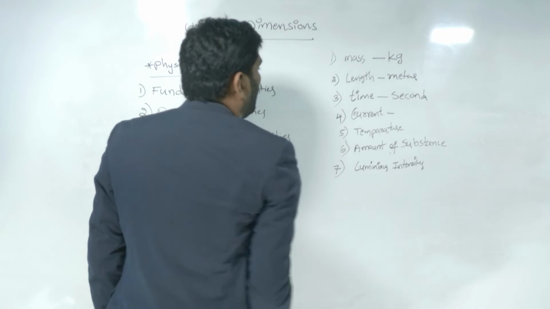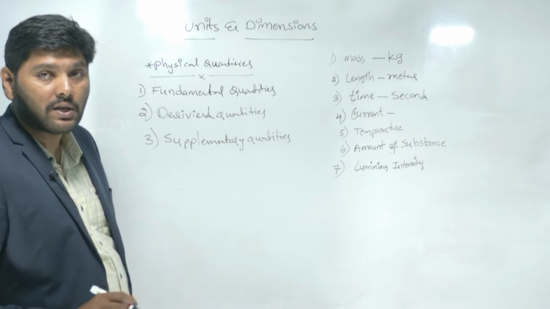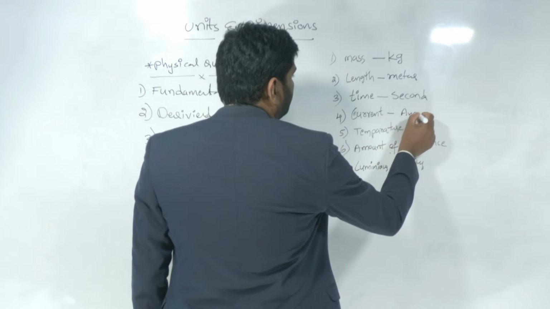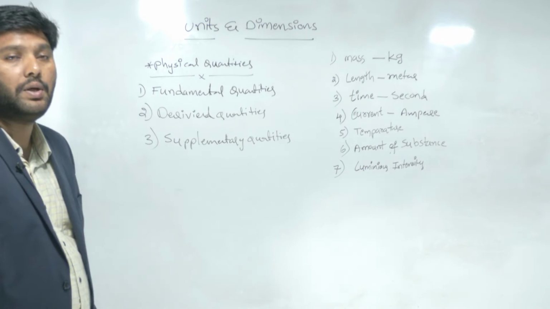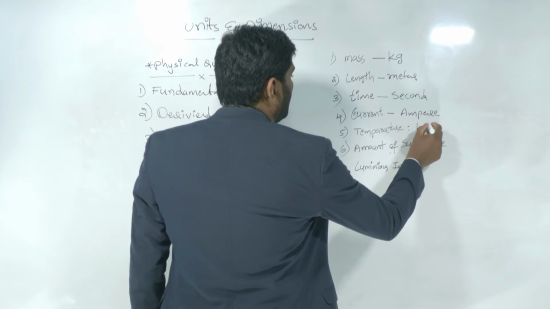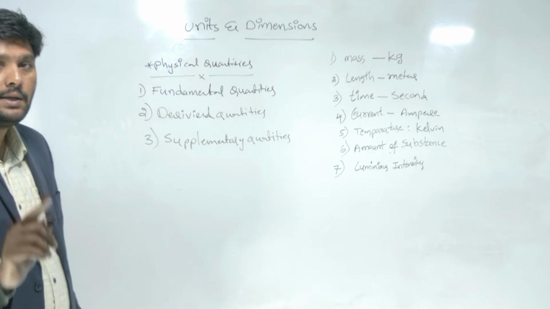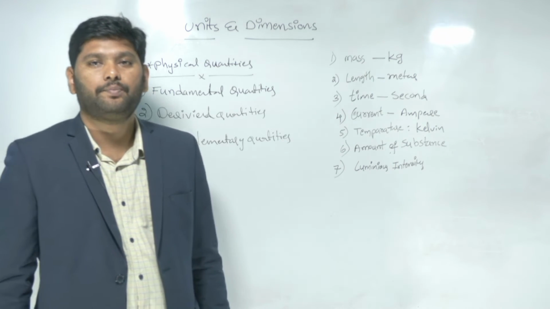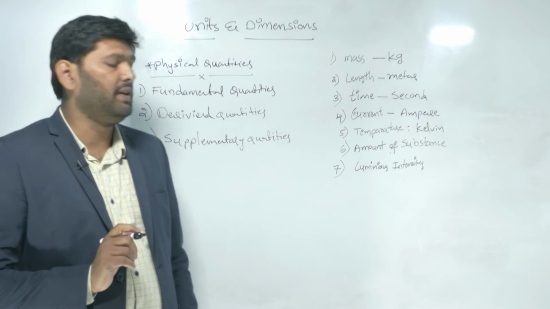And the current units, you don't know about current, but the units for the current in the SI system is ampere. SI system current units are what? Ampere. And the temperature units, Kelvin. Sometimes we measure in degree Celsius. The degree Celsius is not an SI unit for temperature. The temperature unit in the SI system is Kelvin.